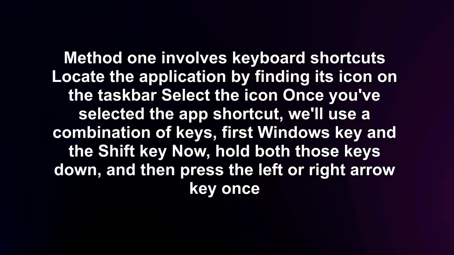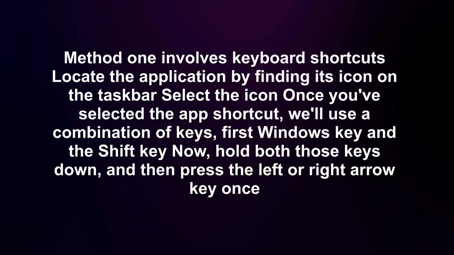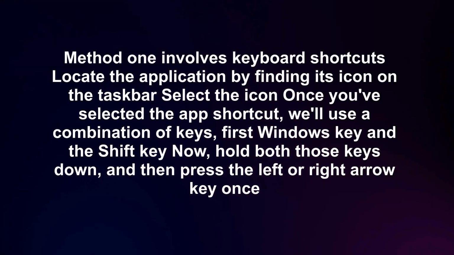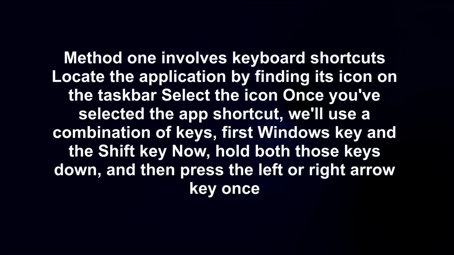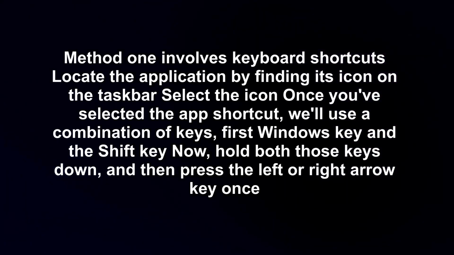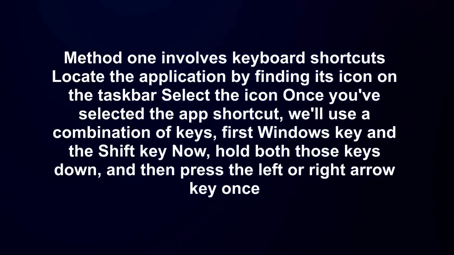Method 1 involves keyboard shortcuts. Locate the application by finding its icon on the taskbar. Select the icon once you've selected the app shortcut. We'll use a combination of keys. First, Windows key and the Shift key. Now, hold both those keys down, and then press the left or right arrow key once.